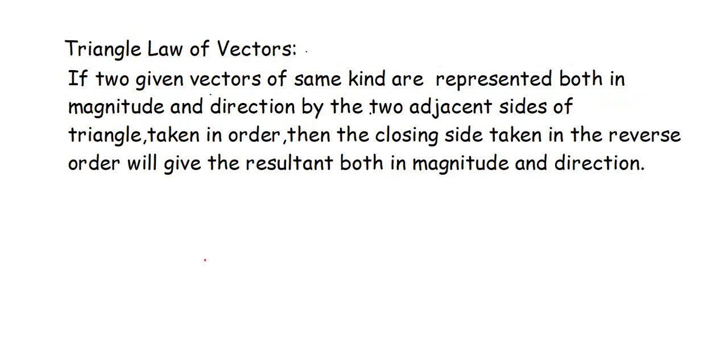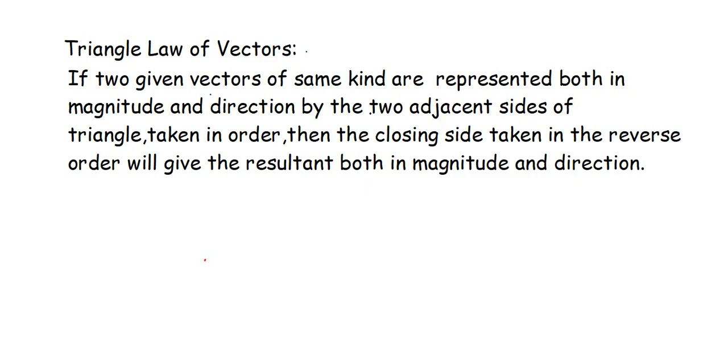If two given vectors of the same kind are represented both in magnitude and direction by the two adjacent sides of a triangle taken in order, then the closing side taken in the reverse order will give the resultant both in magnitude and direction. So what is given here?